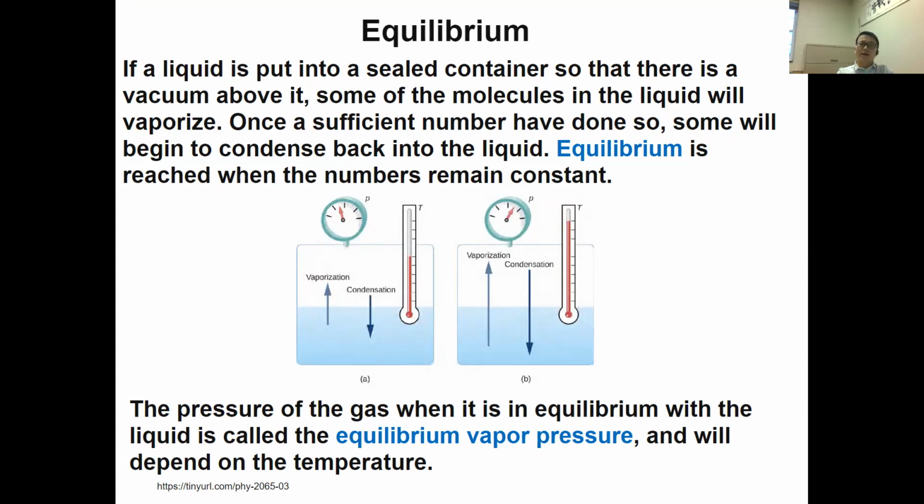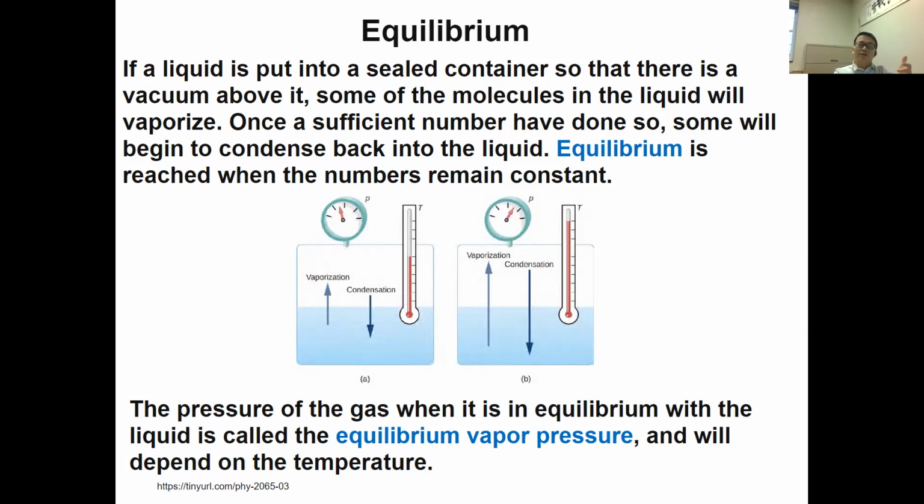Initially, vaporization happens faster than condensation. That means more liquid will be vaporized than vapor being condensed, in essence. But at some point, you'll reach a state where the vaporization and condensation speeds are the same, in equilibrium. That means the same amount of liquid becomes vapor as the amount of vapor that becomes liquid. Okay, so then equilibrium is reached.